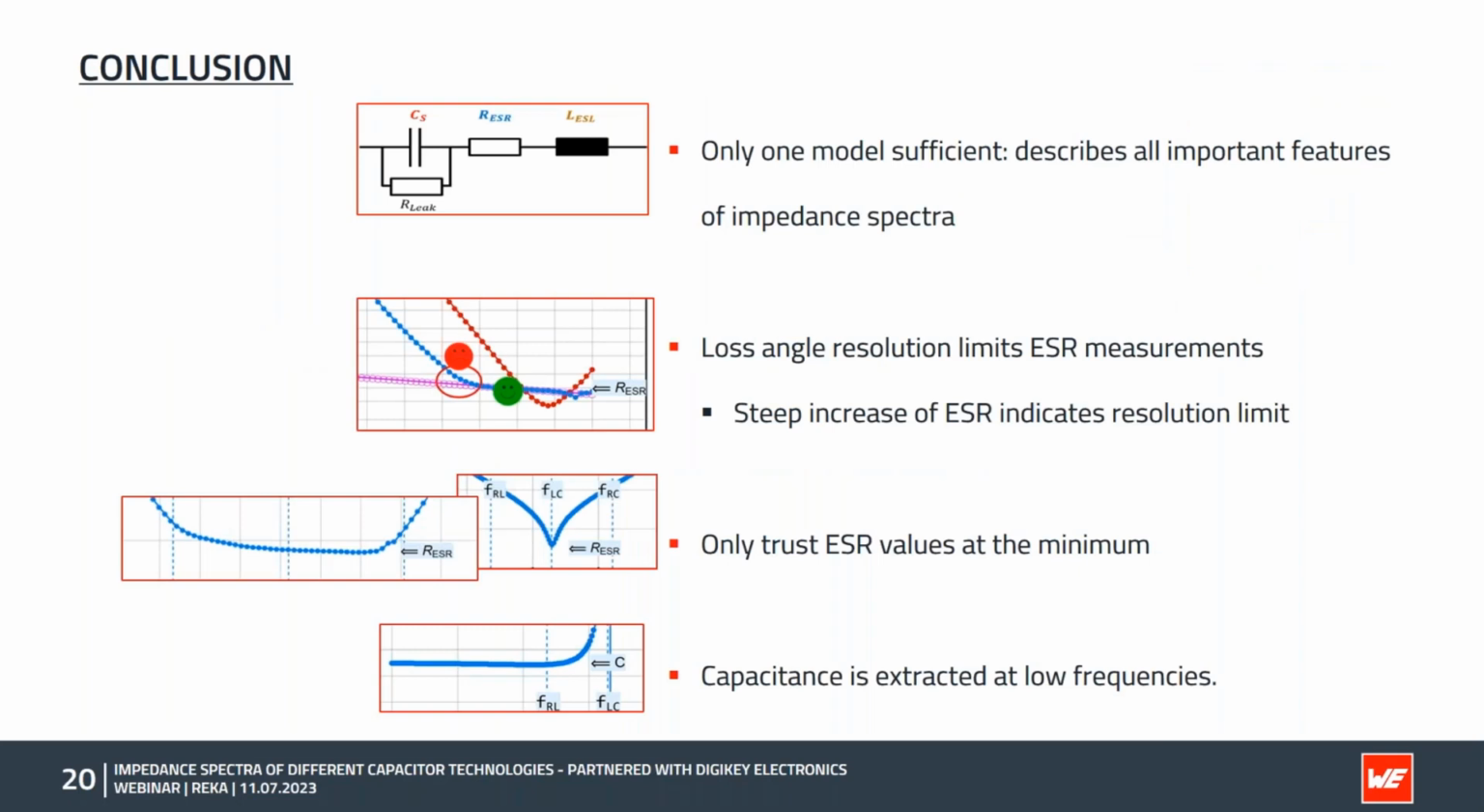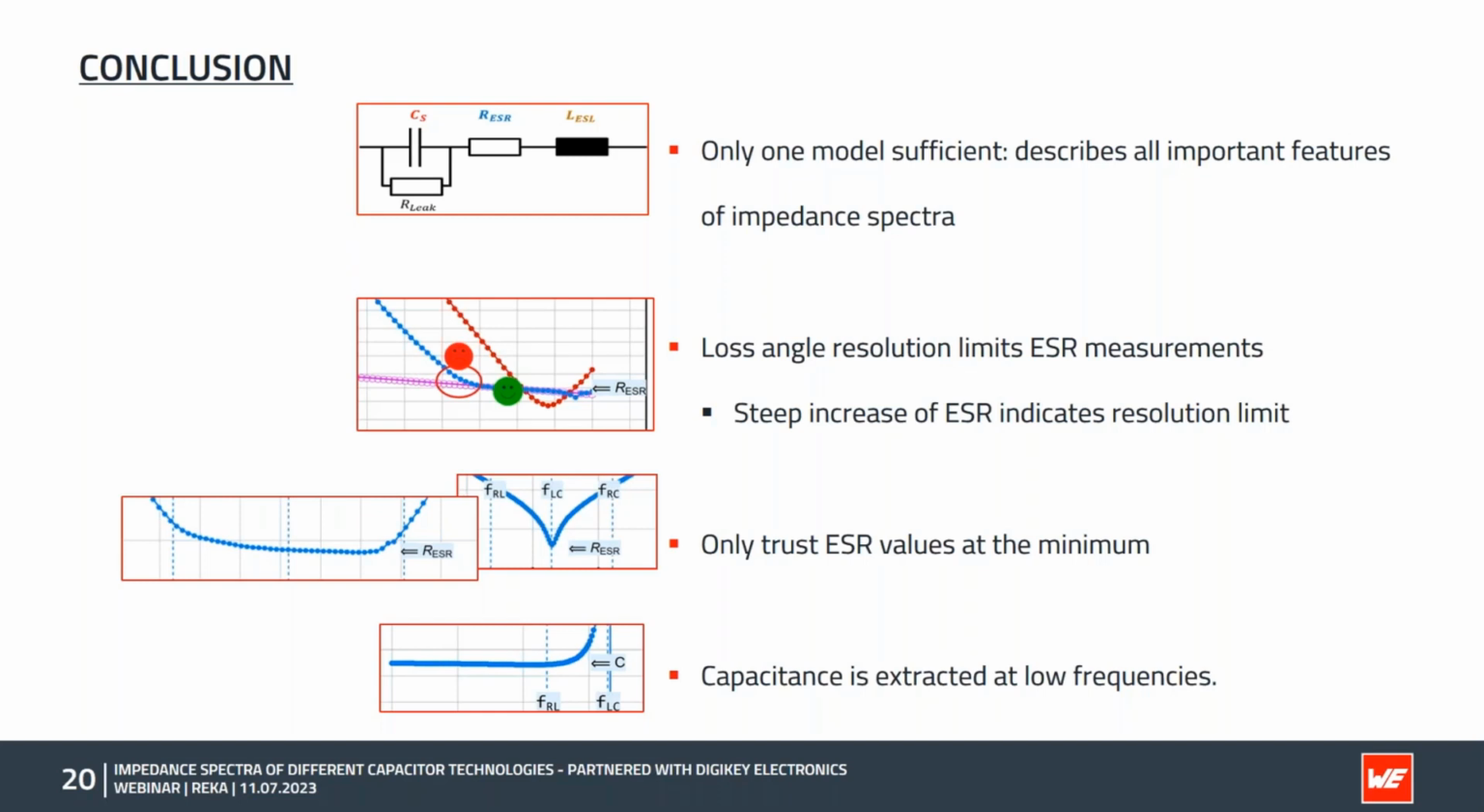Which brings me to the conclusion. What should you take home? For electrical engineering, only one model is required to describe all capacitors. It is a simplification, yes, but it is accurate enough. It describes all measured features. Also, it is the loss angle resolution that limits the accuracy of the ESR measurements. You should only trust values at the frequency range where the impedance shows a minimum.